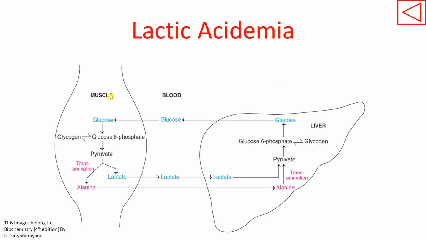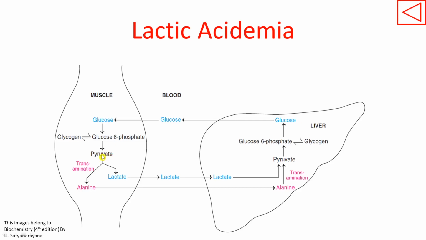Now here the image which you are observing, it belongs to the Cori's cycle. Whenever we are performing any exercise, at that time the energy which is required by our muscle is provided by the glycolysis pathway. Here within the muscles, due to glycolysis, this glucose will be broken down into glucose 6-phosphate, which will be further broken down to give pyruvate.